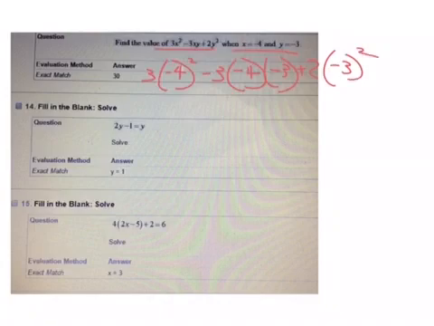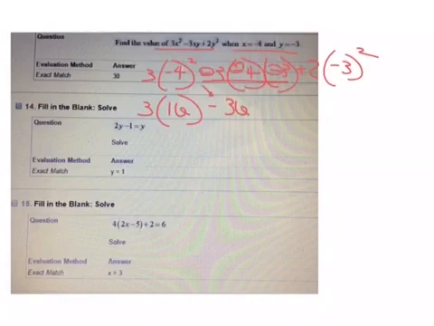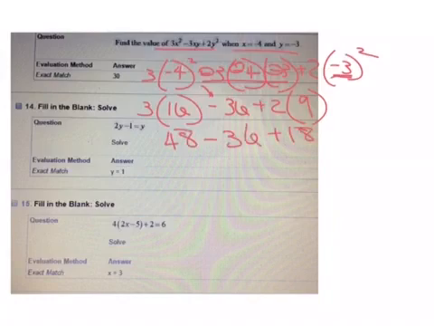Alright, so 3 times negative 4 times negative 4 minus, I guess I can multiply all three of those, right? 3 times 4 is 12, times 3 is 36, and since there's 1, 2, 3 of those, I'm going to get a negative. Plus 2 times negative 3 squared is positive 9. Negative times a negative is a positive. 3 times 16 is 48, minus 36 plus 18. 48 minus 36 is 12 plus 18, which gives me 30.